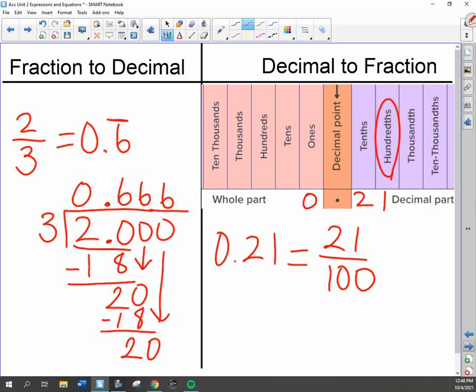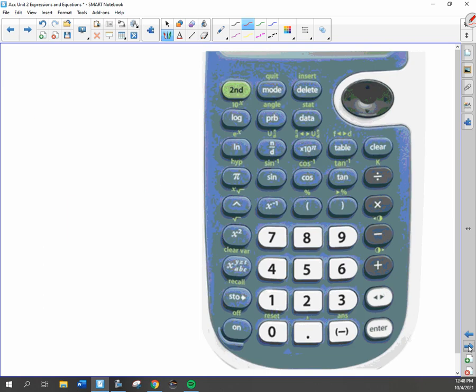So let's show you how to use a calculator to do these. So same thing, fraction to decimal.